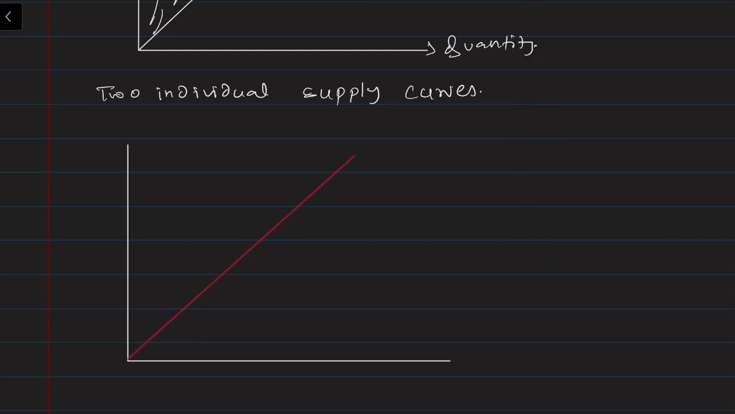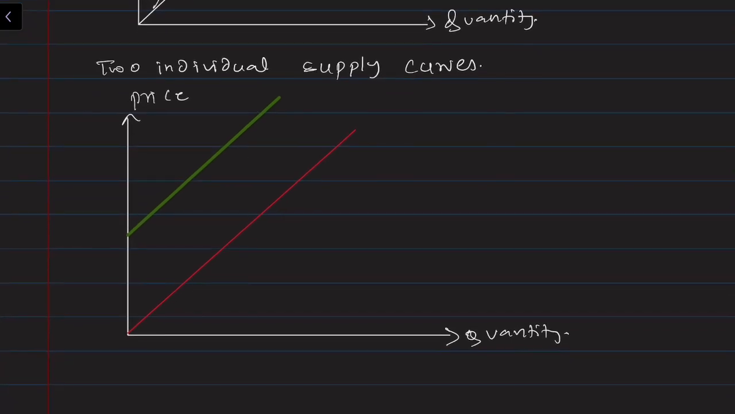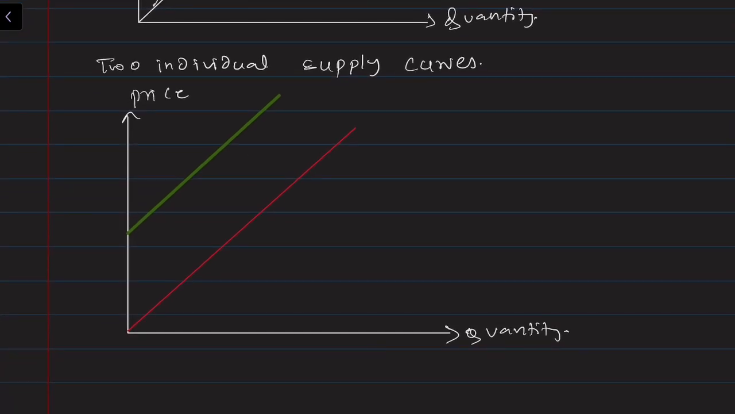So this is one supply curve, and this is another supply curve, and these two are parallel. On the vertical axis we write price, on the horizontal we write quantity. So these two curves, the green and the red line, represent the supply curve of the same quantity at two different places. Let's say this is at the place G and this is at the F.